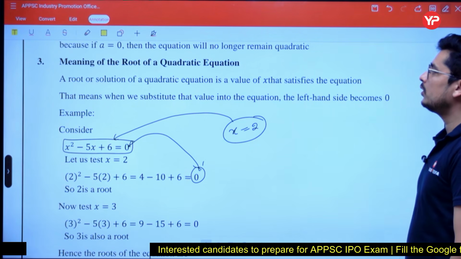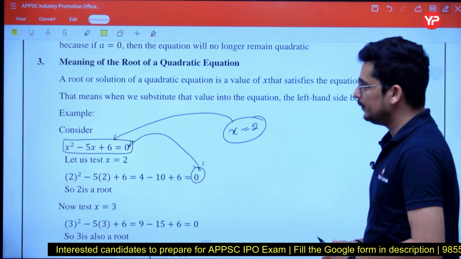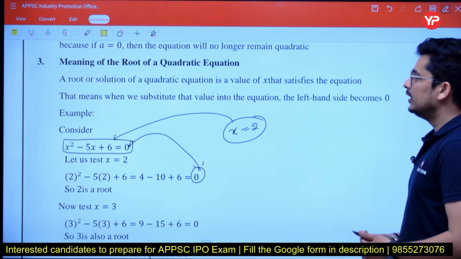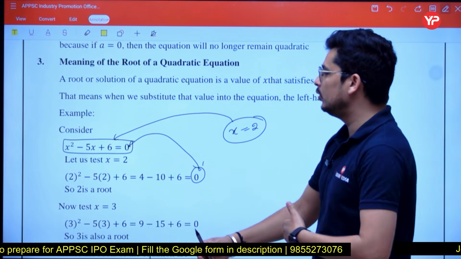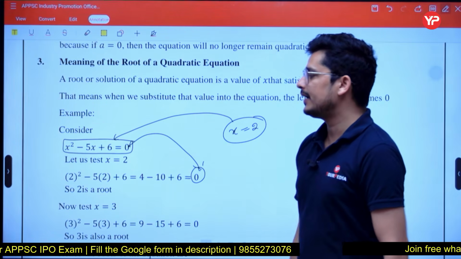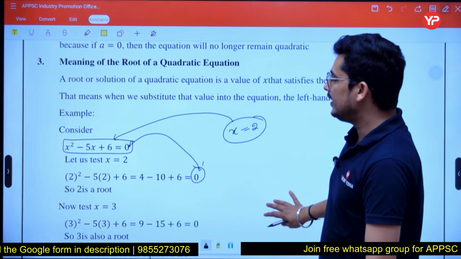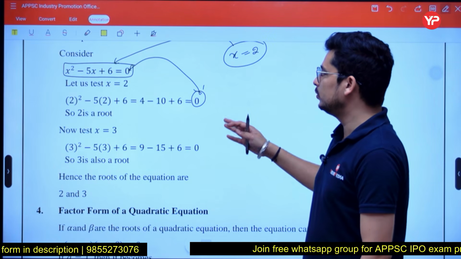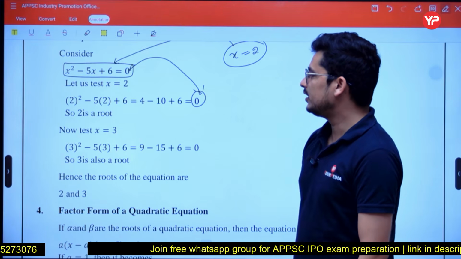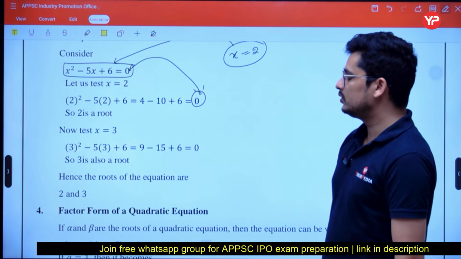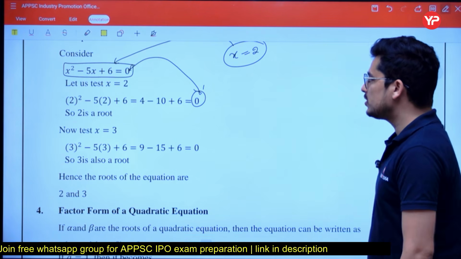So a root or the solution of a quadratic equation is the value of x that will satisfy the equation, right? When you replace that value of x in the left hand side, and the left hand side becomes equal to the right hand side, only then can we say that it is a root. Again, if I say you have another root at x equals 3, you can put it here and check. Yes, it is also satisfied. So we can say 2 and 3 are the roots of that quadratic equation, right?